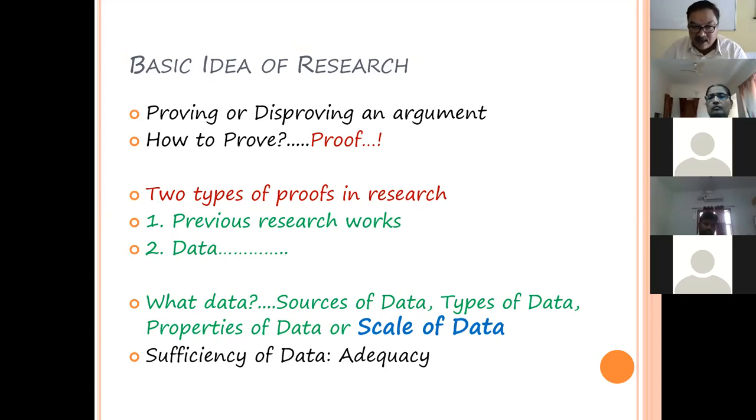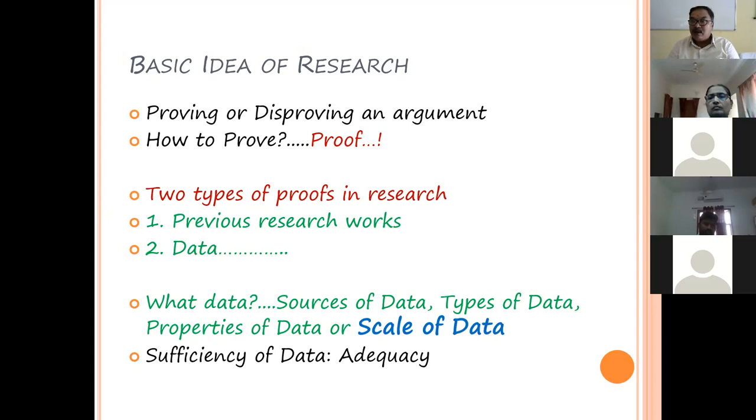So therefore, understanding the data is very, very important. So what to understand? What are the sources of data? What are the types of data? What are the properties of data? Or the scale of data. The most important thing is the scale of data.